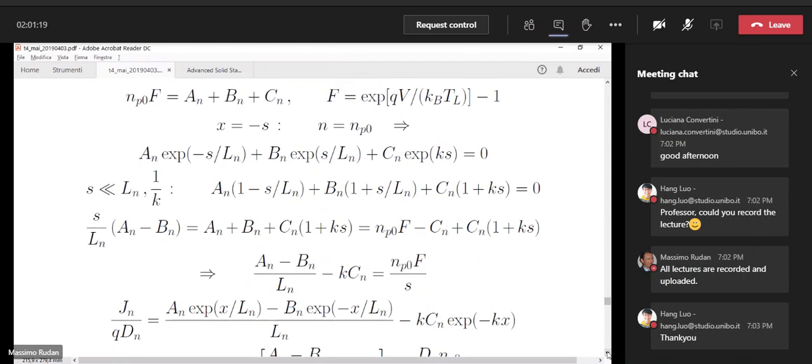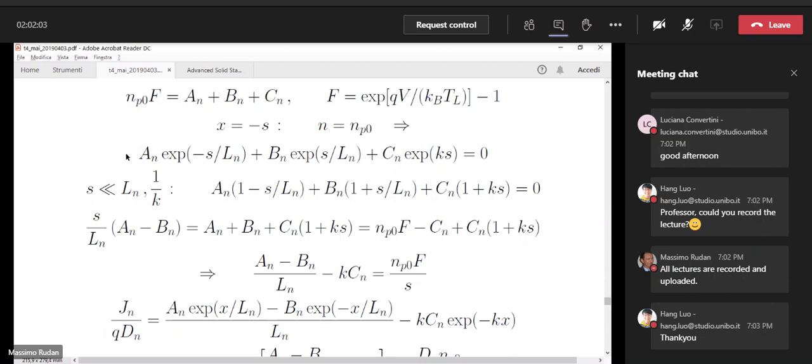We simply impose that on the contact, that is in the position x equal to minus s, the concentration of the electrons is equal to the equilibrium value. So we take the condition of equilibrium, but at a finite distance from the origin. So we have this relation, okay? So we have two relations. One is np0 f equal to An plus Bn plus Cn. The other is this one, okay?